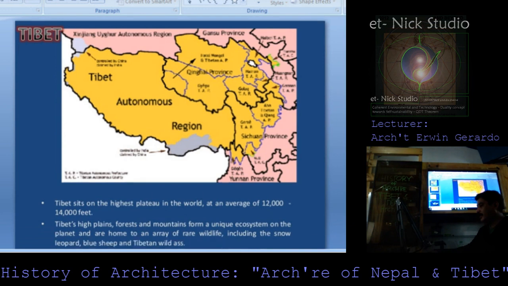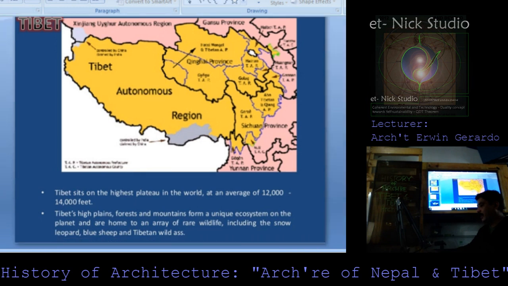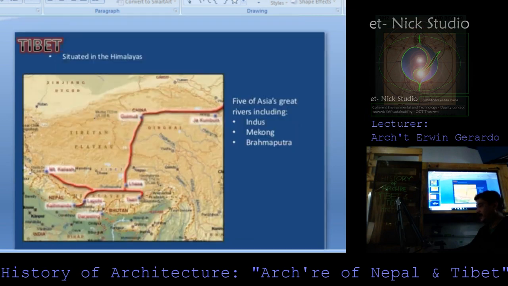Tibet sits on the highest plateau in the world, at an average of 12,000 to 14,000 feet. Tibet's high plains, forests, and mountains form a unique ecosystem on the planet and are home to an array of rare wildlife, including the snow leopard, blue sheep, and Tibetan wild ass. Situated in the Himalayas, Tibet is the source of 5 of Asia's great rivers, including the Indus, Mekong, and Brahmaputra.